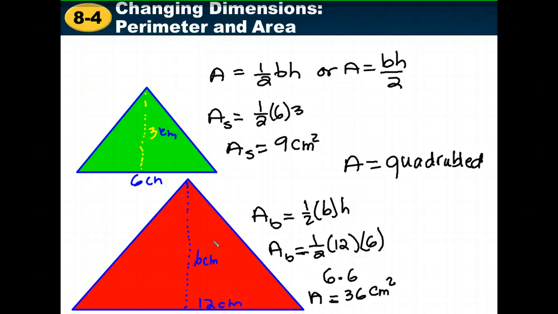Okay, almost the same as the rectangle. So we double the dimensions, the area quadruples. It becomes 2 squared, or 2 squared by 2 squared. All right, now let's do some application.